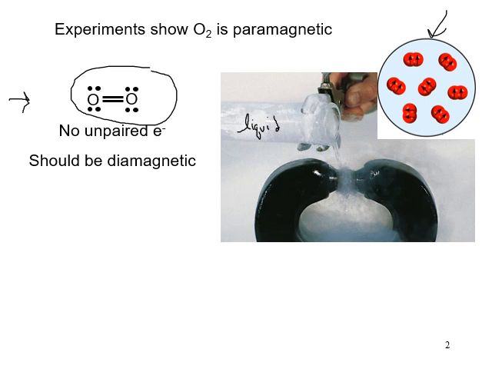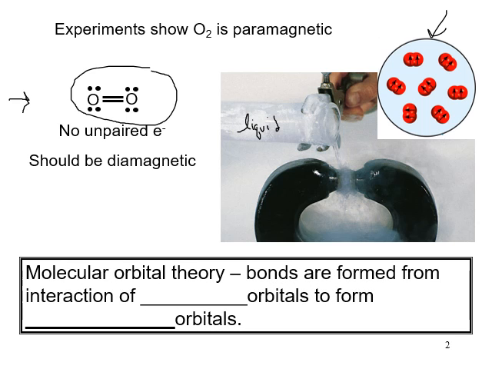Now that is where our molecular orbital theory comes in, and that there are new orbitals. I know we had atomic orbitals, hybrid orbitals, and now we're talking about molecular orbitals. Molecular orbitals are a new definition of orbitals that are over the entire molecule, in which the electrons of the entire molecule reside. So molecular orbital theory is an idea that bonds are formed from interaction of atomic orbitals to form molecular orbitals.